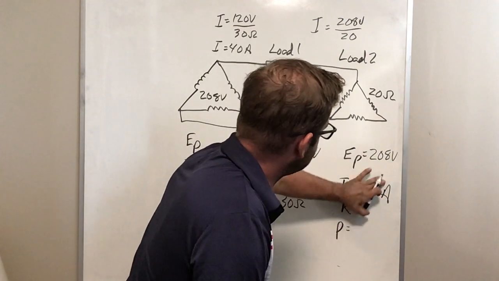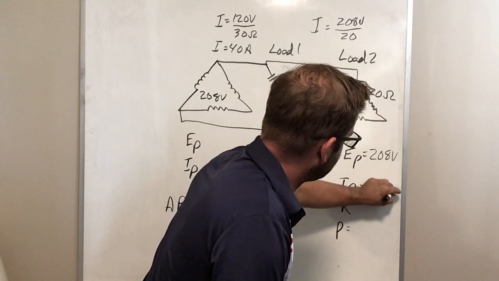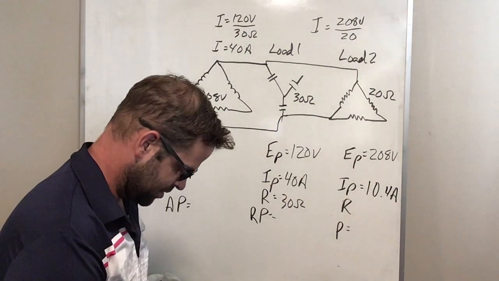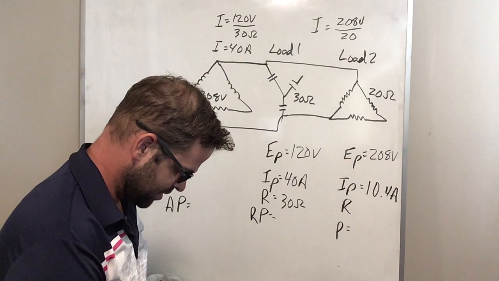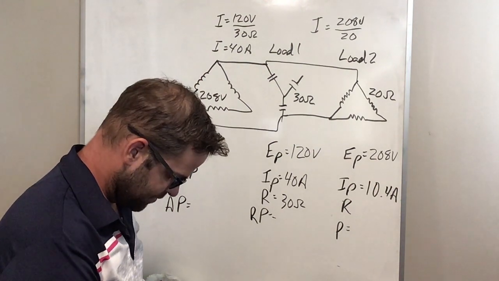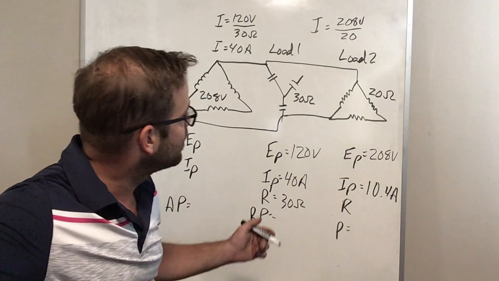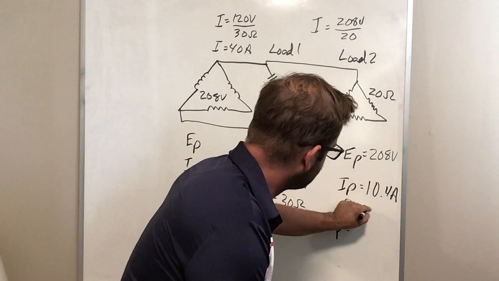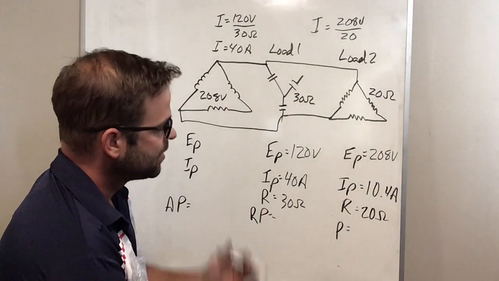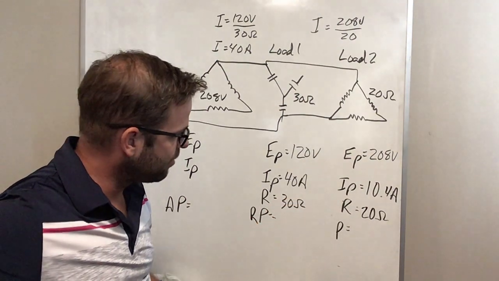No, that should be, I think, 10.4 amps. Let me just double check that, although I believe that is right. So 208 divided by 20, yeah, 10.4 amps from 20 ohms. Okay, so fairly straightforward right now. Now we're going to look at our resistive powers.